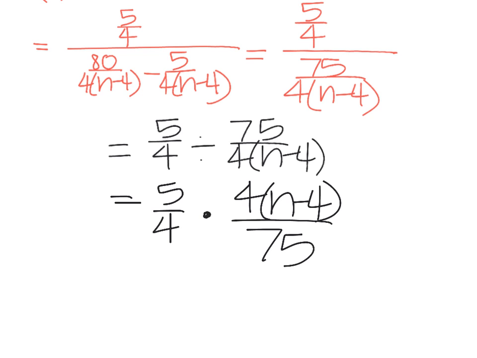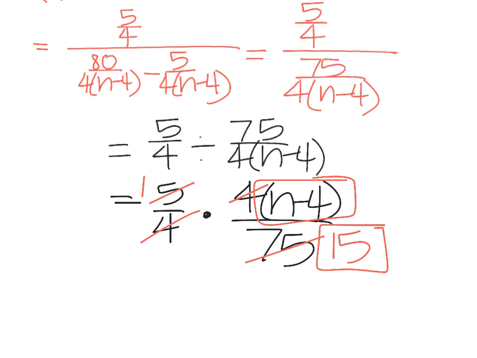Then we want to simplify. Alright, so if we cross simplify, 5 divided by 5 gives you 1, 75 divided by 5 gives you 15. These 4's will cancel out, and we're left with n minus 4 on top, 15 on the bottom. So our final answer is n minus 4 over 15. And you're done.